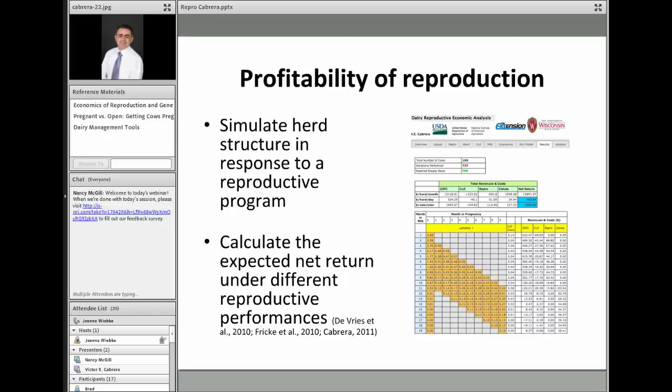So based on this tool, and we're going to see this in a little more detail later, we can assess what is the value for every 1 percentage point of 21-day preg rate in the economics. It will simulate the whole herd under different reproductive efficiency levels, and it's going to give us a full value of those different reproductive program efficiencies.